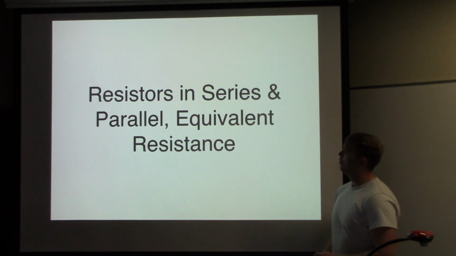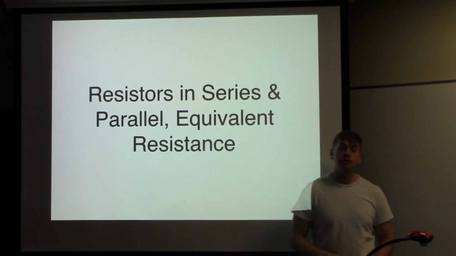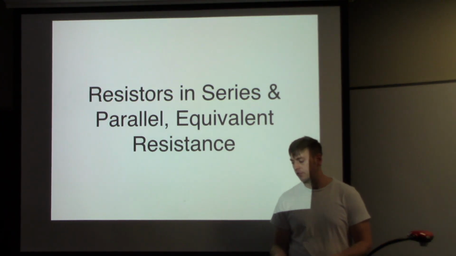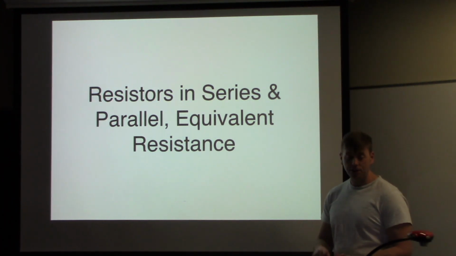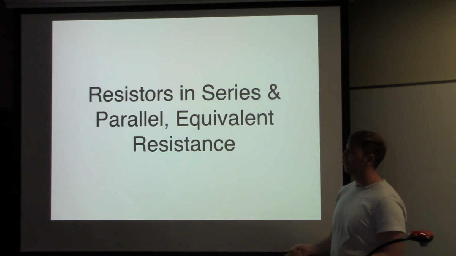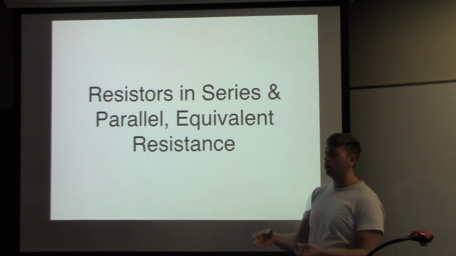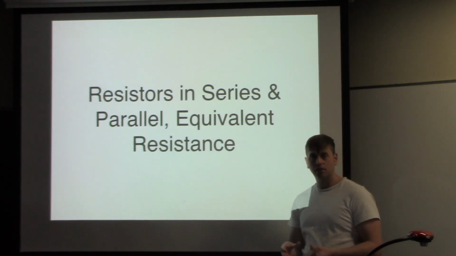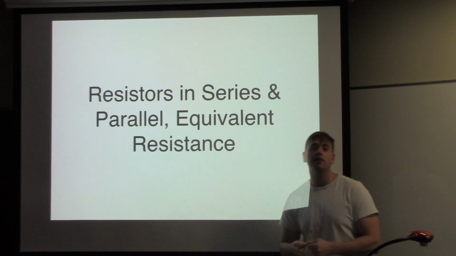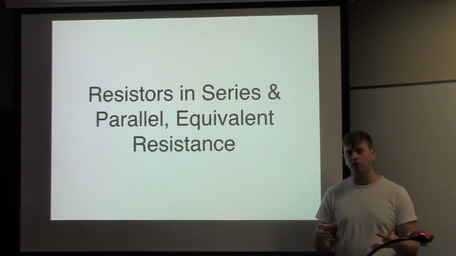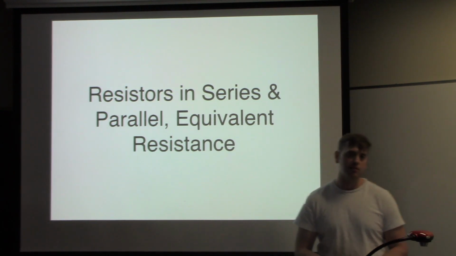The next thing we're going to do is talk about resistors in series and parallel, and talk about something called equivalent resistance. Now back in chapter 24, we talked about capacitors in series and capacitors in parallel, and how to combine a whole network of capacitors into something called an equivalent capacitance. We're going to do something really similar here, except with resistors. How do I take some complex arrangement of resistors and simplify it into something that's a little bit more manageable? That's the idea here.